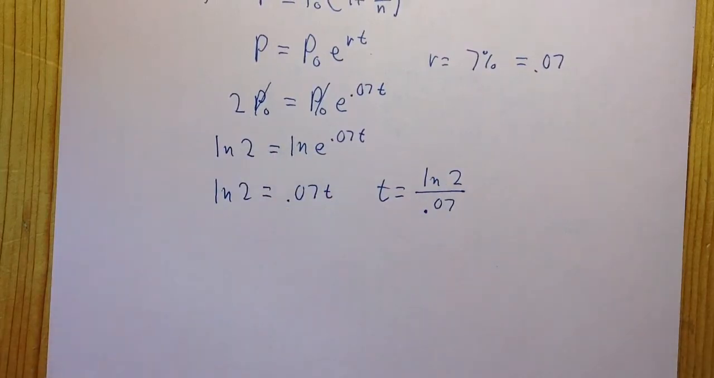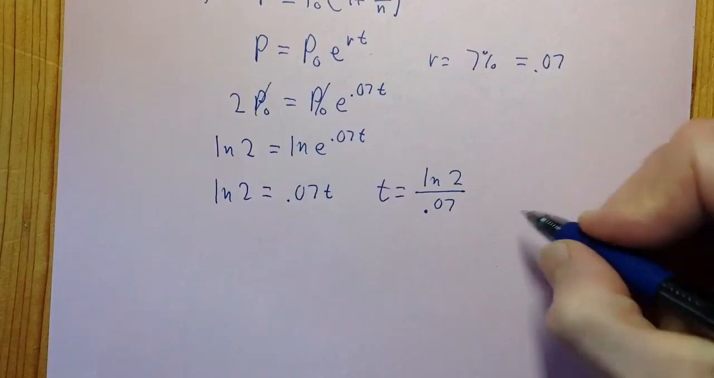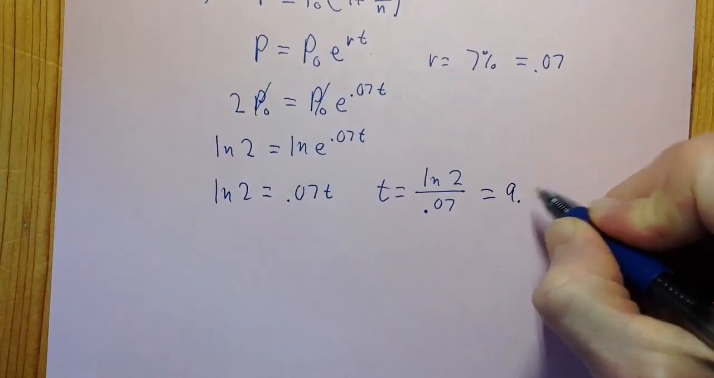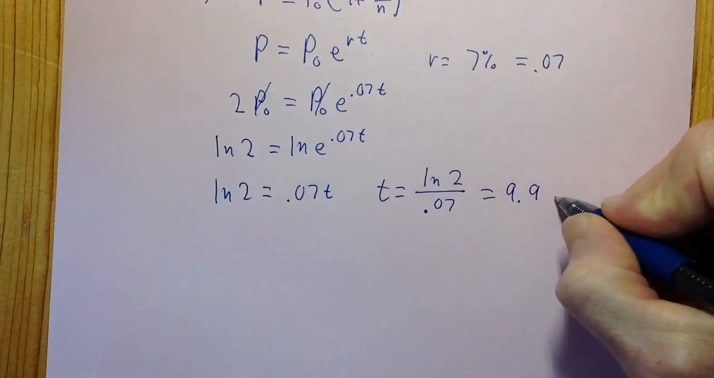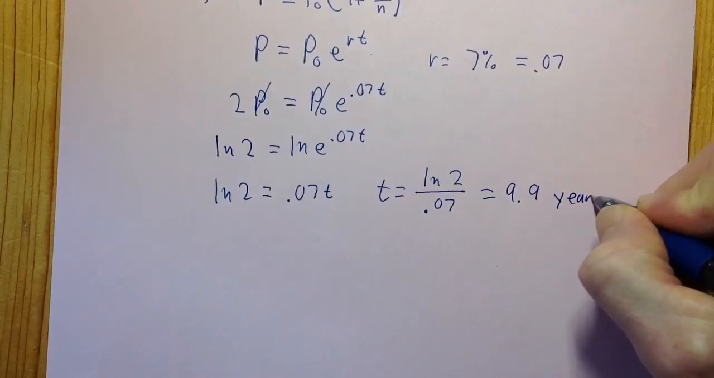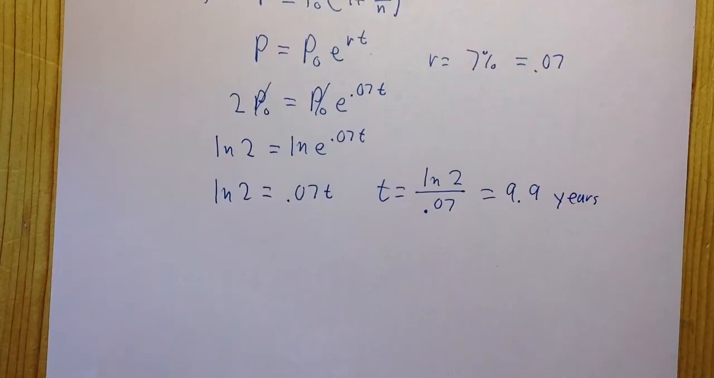Okay, so then that's easy to plug into your calculator. Natural log of 2 divided by 0.07, and I get 9.9. We're talking about years here, the annual interest rate, so years. So it'll take about 9.9 years, about 10 years.